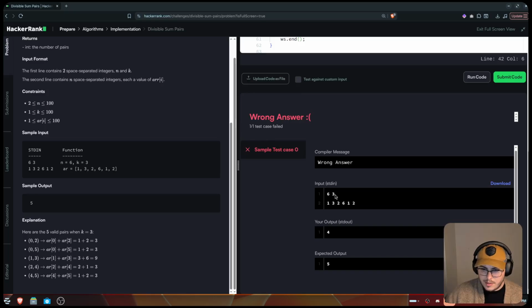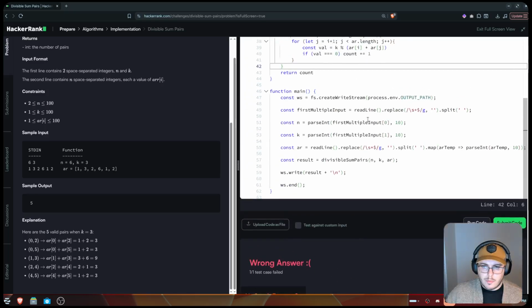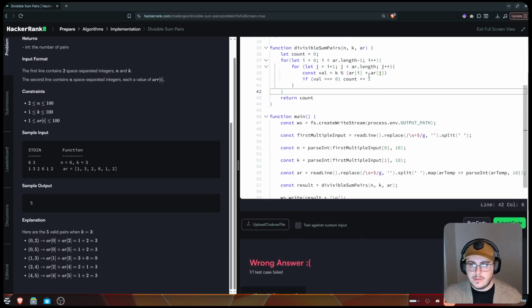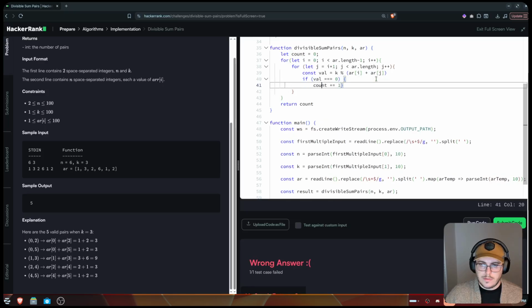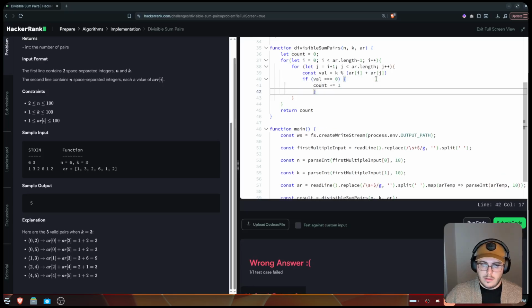So the input is 6, 3. We should get, so this is that example there, we should get a 5. And what we're probably missing is, let's log the ones that were 0, so we can see what all we have, and that'll show us what we don't have.